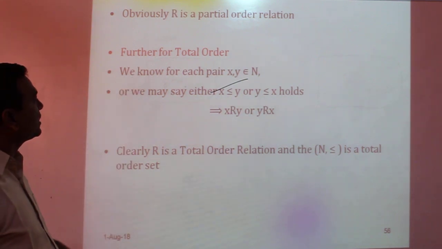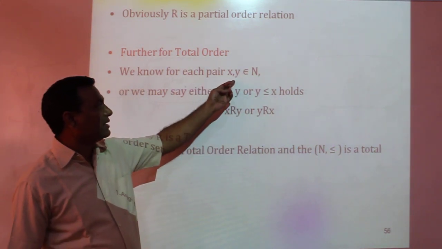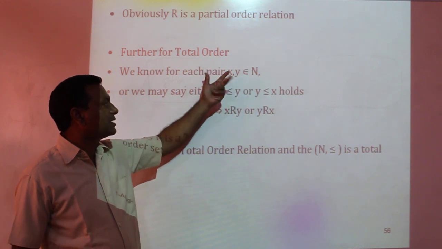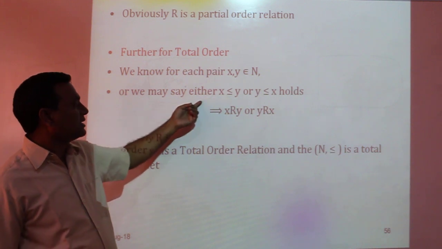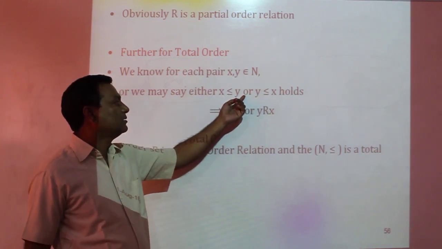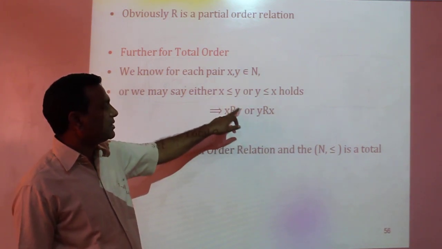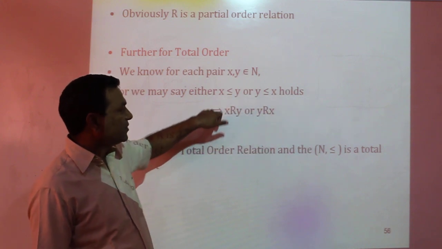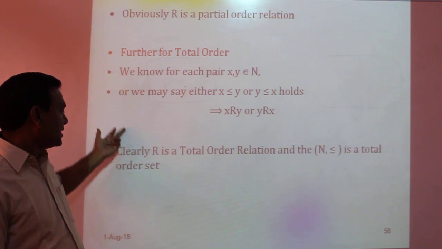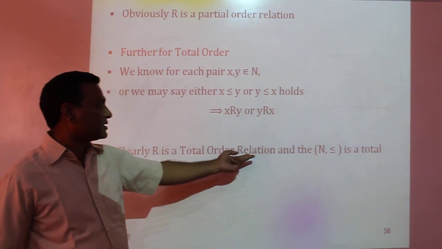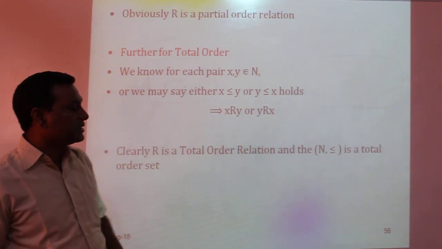Now further, for total order, we know that for each pair x, y, which are two elements in the set N, either x is less than or equal to y, or y is less than or equal to x holds. It means x is related to y or y is related to x, which we have already seen in this example. That's why we can say clearly R is a totally ordered relation and the set is a totally ordered set.